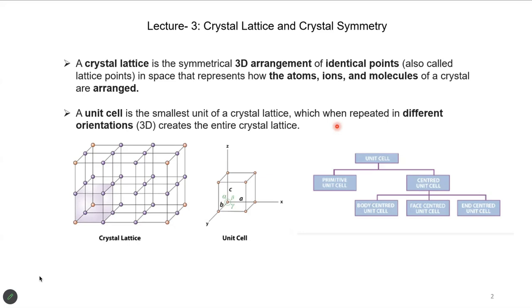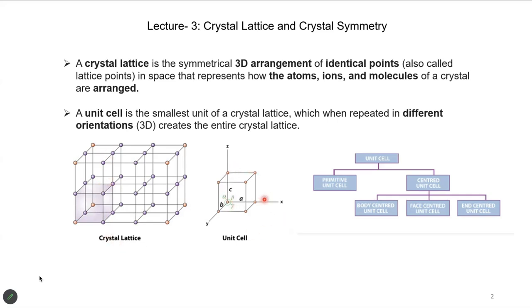And lattice point means the atoms, ions, and molecules of a crystal, which are arranged three-dimensionally. And we say unit cell means the smallest unit of a crystal lattice, which when repeated three-dimensionally creates the entire crystal lattice. So here we have a unit cell, and this is an entire crystal. So this is the crystal lattice, and this is the unit cell.